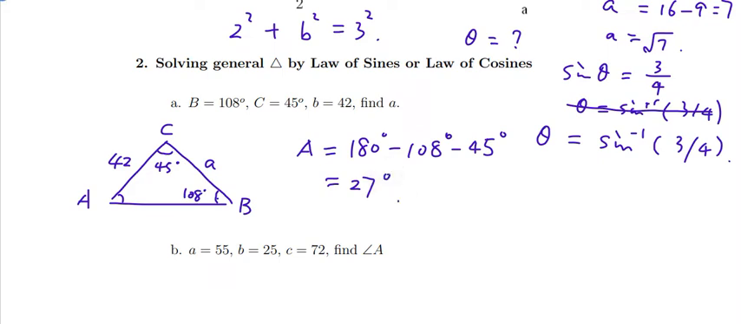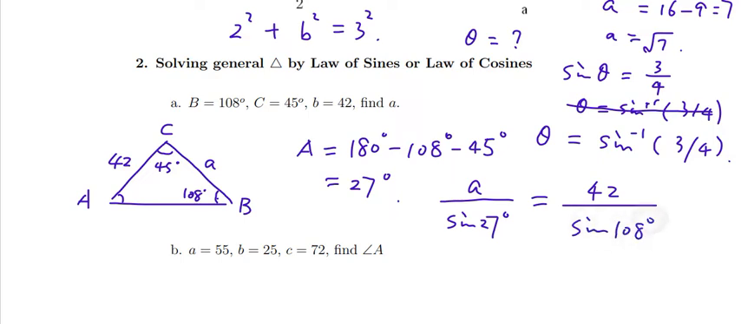Okay, so then we can apply the law of sines: A over sine A. So A over sine 27 degrees equals B over sine B, right? So B, which is 42, over sine 108 degrees.